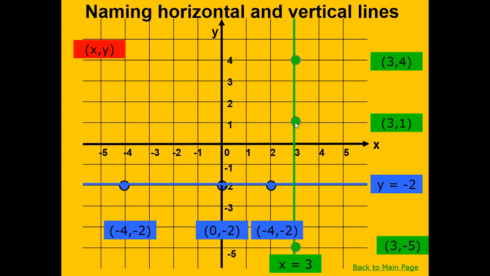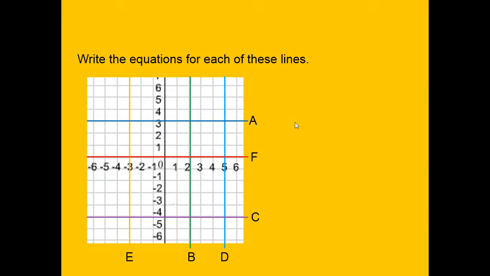There you go. Please copy down this. I want you to at least copy down the grid, and copy down the lines with the matching equations for the lines. Let's try these ones. What I would like you to do is pause the video, copy down this grid, copy down the lines as well, and write down the equation for each of these lines, A, B, C, D, E, and F. Okay, so pause the video, and when you're ready to carry on, press play.